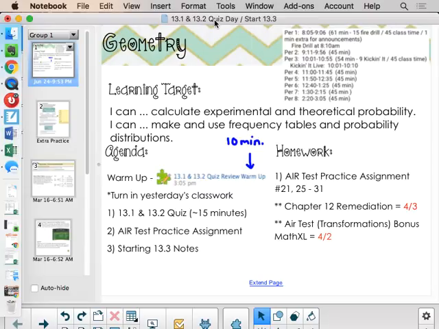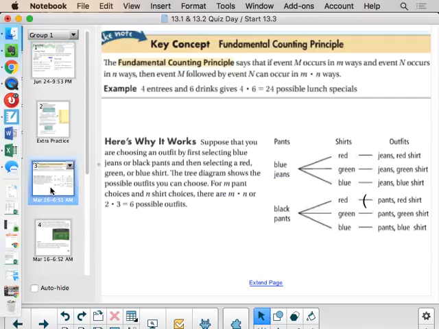Okay. Here we go. The first thing about 13.3 that I need you to still remember is the fundamental counting principle. And didn't we already talk about that? Just a little bit. We talked about how many ways there are for you to wear an outfit. We took the number of pants that I had, the number of shirts that I had, and I multiplied those numbers. So the example that the textbook brings us is we have 4 entrees and 6 drinks. In total, if I multiply 4 times 6, it gives me 24 different ways I could choose my lunch.